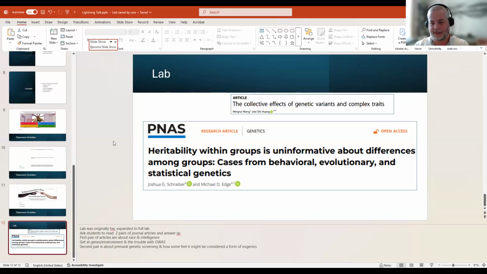There are reasons to believe that that's not really a form of eugenics, but it is definitely a conversation worth having, and so we do. So that really forms our lesson plan, and I would love to take any questions if there are any.